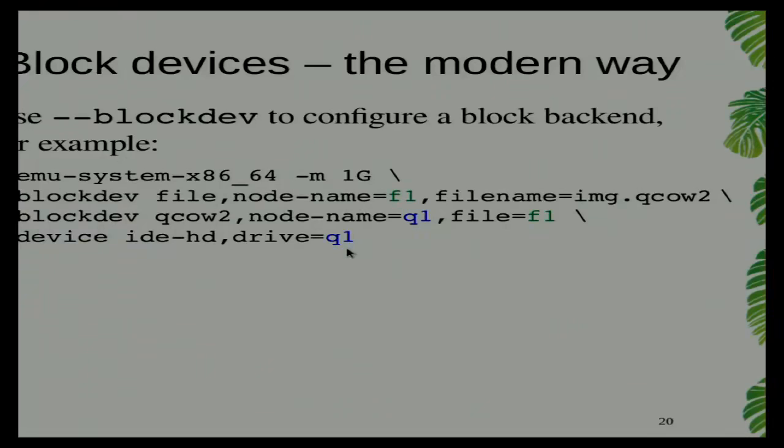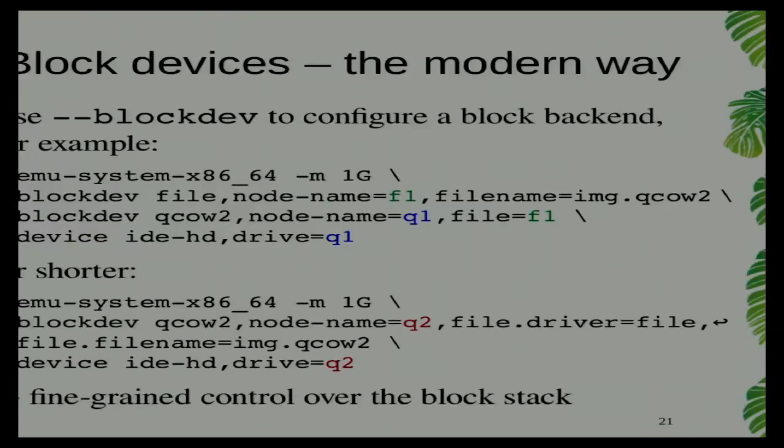If that's too much to type, there's also a shorter way where you can specify everything in one line. So in this case, you immediately start with the QCOW2 driver, give it a node name, and then you can say file.driver equals file. So this is the raw driver in the same line, and file.filename equals img.qcow, and also connected to the IDE HD guest hardware.